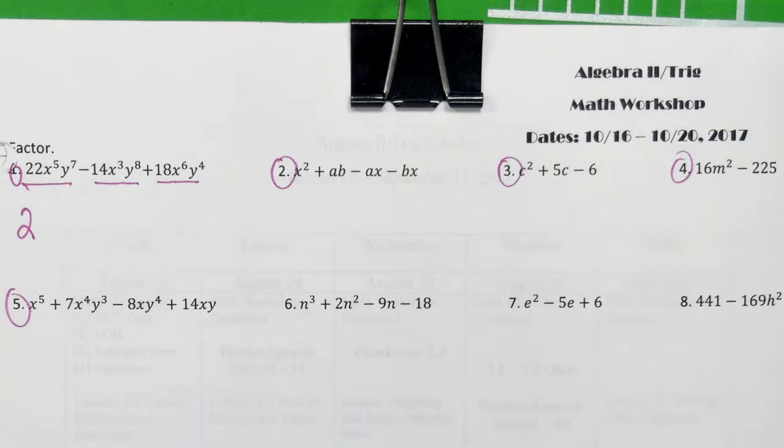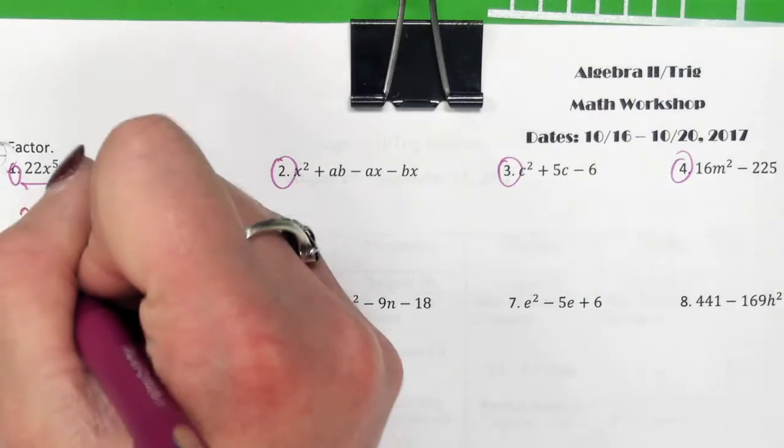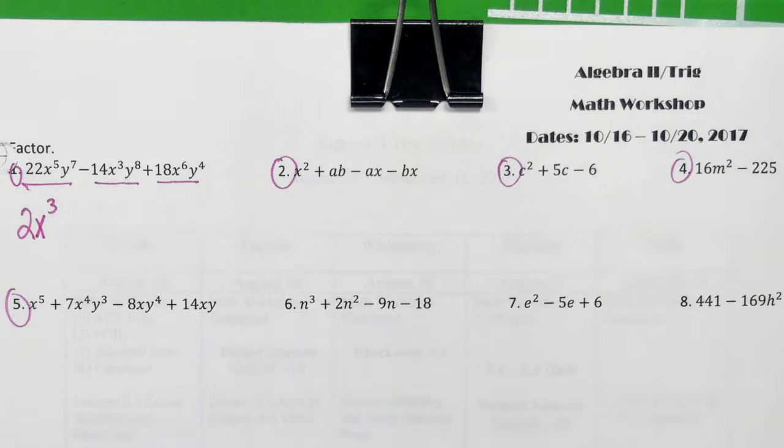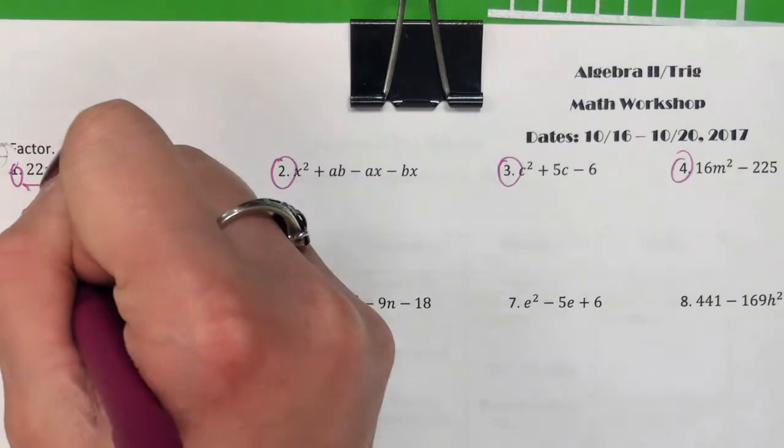Is that a new one? Yes. Okay. Basically, guys, you just look at your smallest x value. What's the smallest x value? The x to the 5th, the x to the 3rd, or the x to the 6th? To the 3rd. There you go. What about the y's? Y to the 7th, y to the 8th, or y to the 4th? Y to the 4th. There you go.